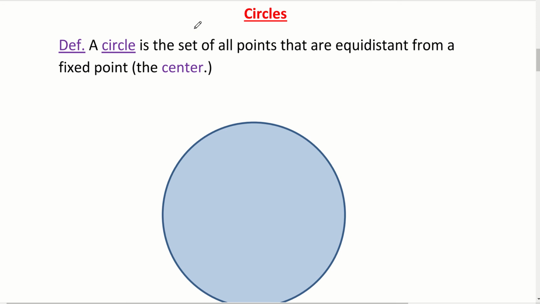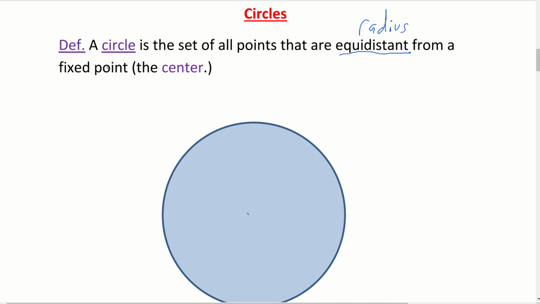The next thing we're going to come to is the definition of a circle. So we all are familiar with circles from the past. We see circles every day. But what a circle is, the proper definition, is the set of all points that are equidistant from a fixed point. Okay? And that set distance is what we're going to refer to as the radius.